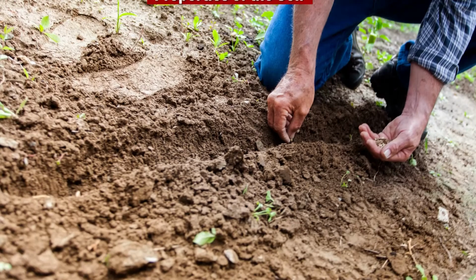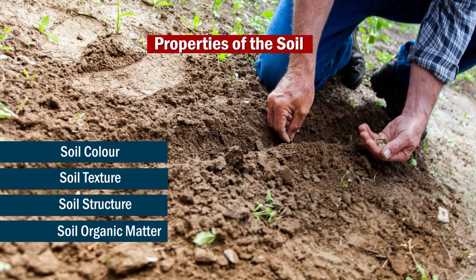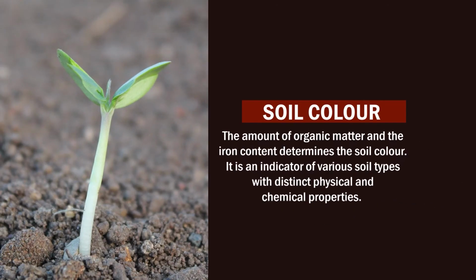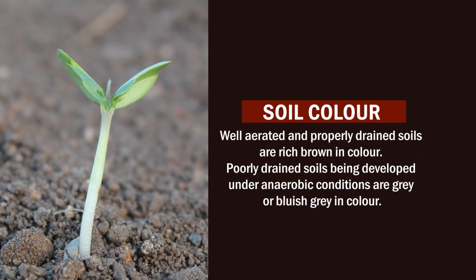Now, there are different properties of the soil which we must know: the soil color, soil texture, soil structure, and soil organic matter. Soil color depends on the amount of organic matter and iron present in the soil, and it determines the color of the soil. Soil color is an important parameter because till today we say that there is a red soil or a black soil, and therefore the color of the soil gives a lot of information about the physical and chemical properties of the soil. So, well aerated soils are rich brown in color, while on the other hand poorly drained soils which develop under anaerobic conditions are grey or bluish grey in color.